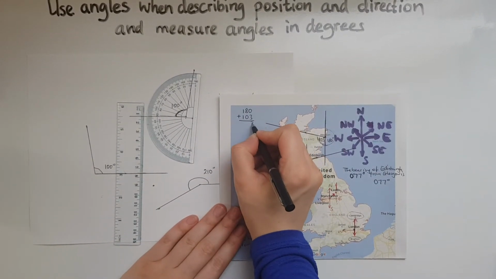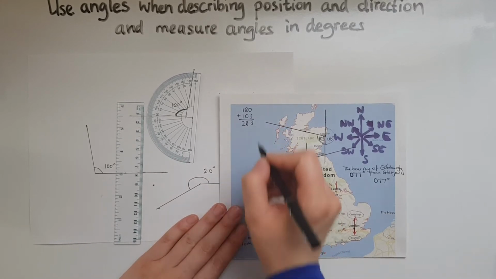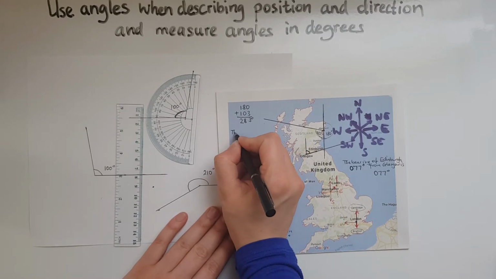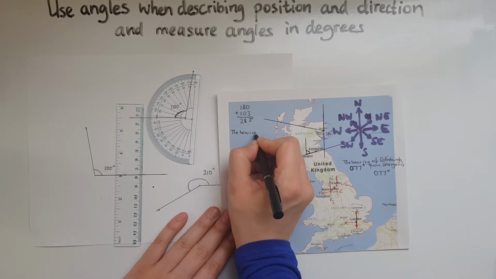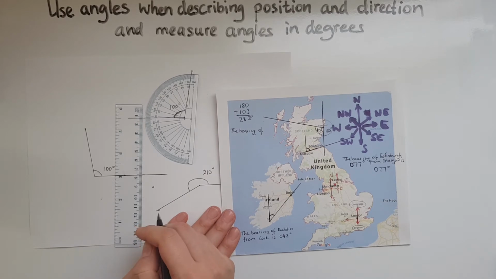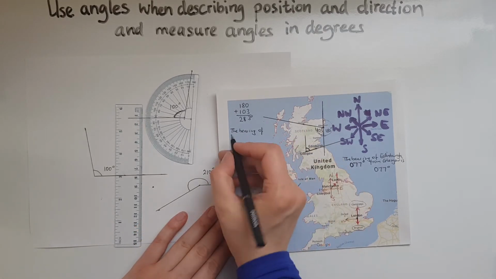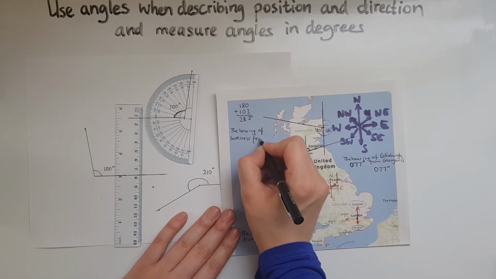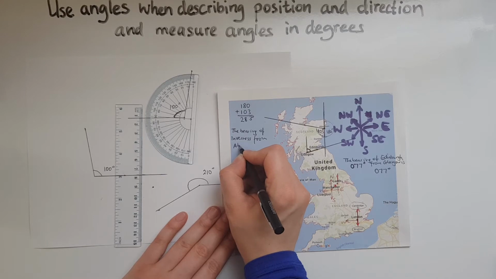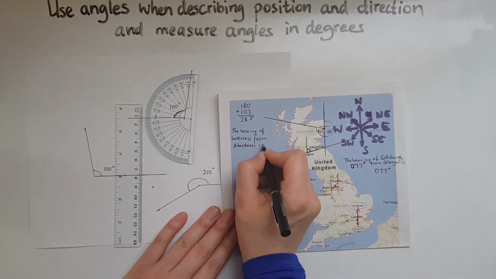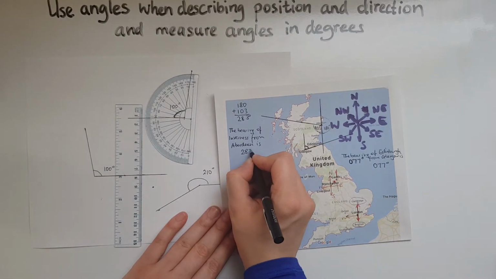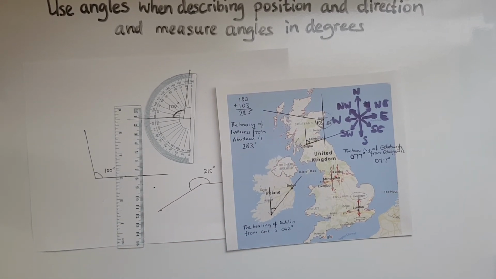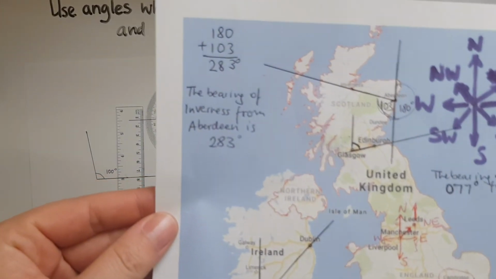So there is 283 degrees. So I can say that the bearing of Inverness from Aberdeen is 283, so 283 degrees. I'll bring it closer so we can read it as well.